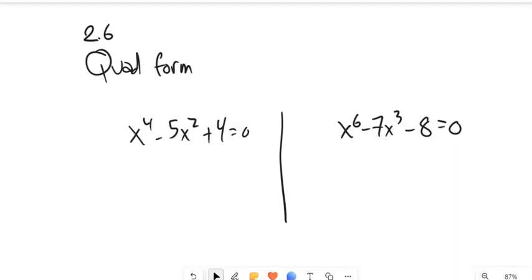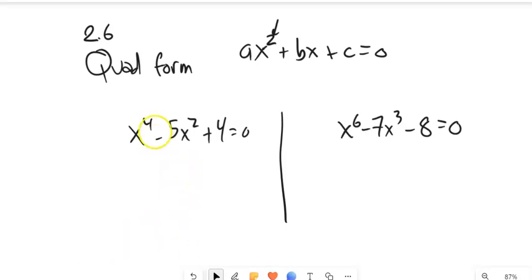This is Math 99, section 2.6. We're going to talk about solving equations that are in quadratic form. So you know how to solve quadratic equations. Quadratic equations come in this form: ax squared plus bx plus c equals 0. Quadratics have an x squared in them, but nothing larger.